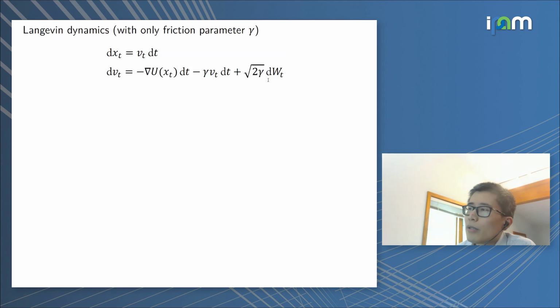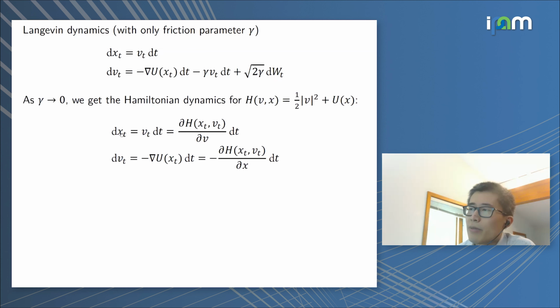So, if this is the first time you see this equation, one way to understand it is that if you set gamma to be 0, then this is nothing but Hamiltonian dynamics. The first equation is really just that the derivative of position is equal to velocity. The second equation says the acceleration is equal to the force. In particular, the Hamiltonian dynamics is associated with this Hamiltonian, which is the usual kinetic energy plus a potential energy. All right.